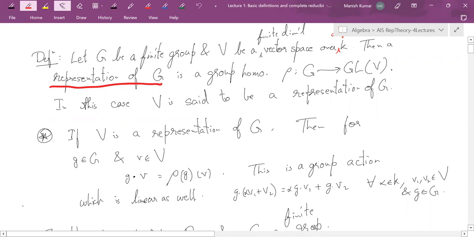Yeah, so it is linear, which means G dot (alpha V1 plus V2) is alpha G dot V1 plus G dot V2. So V being a representation is the same as saying that G acts on V, and the action is linear. And conversely, if you give an action of G on V such that the action is linear, which precisely means this statement, then that's the same as giving this homomorphism from G to GL(V).